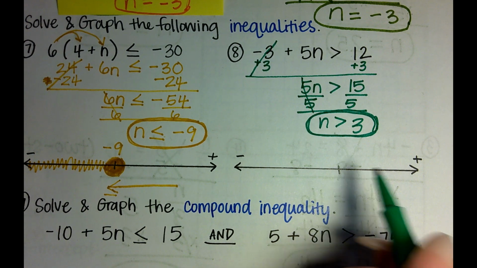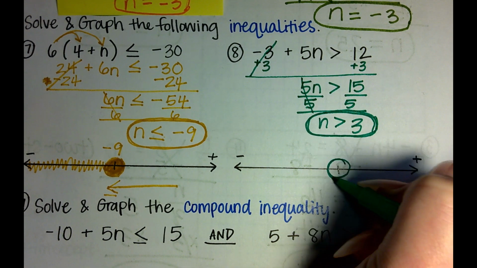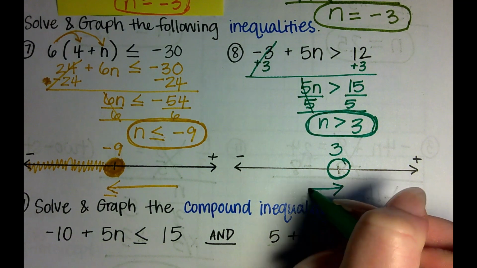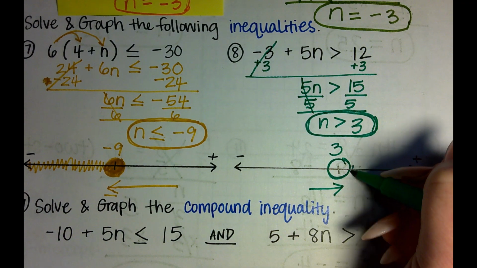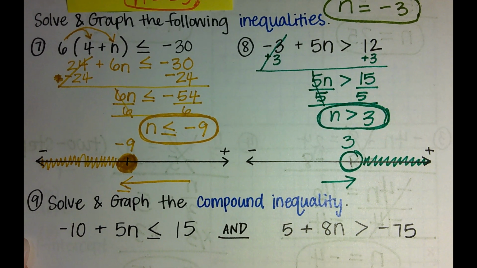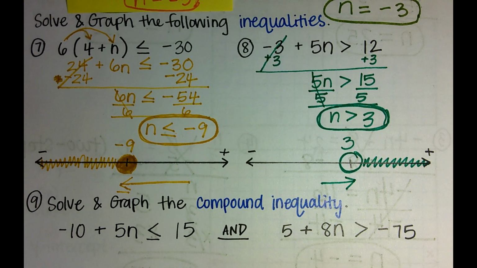And you circle it. Put your 3 on top. And shade it to the right. Yes, my greater than points to the right. And it stays open. Very good. Okay. Any questions about number 8?